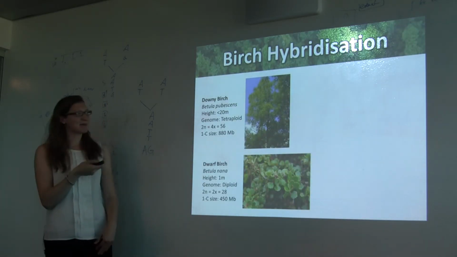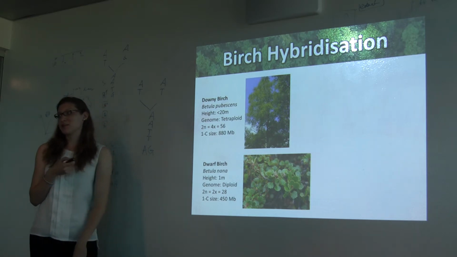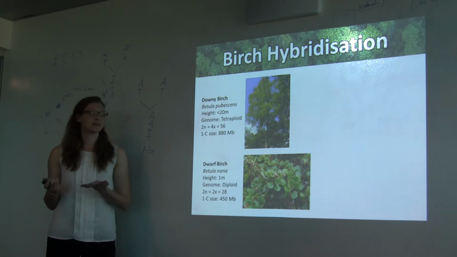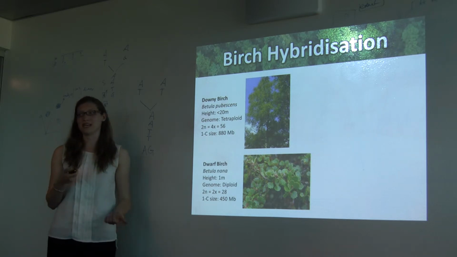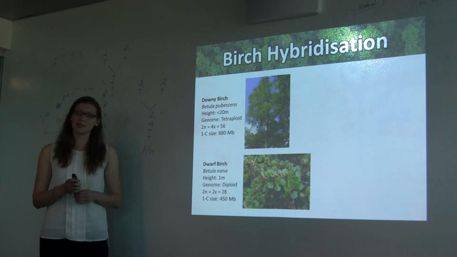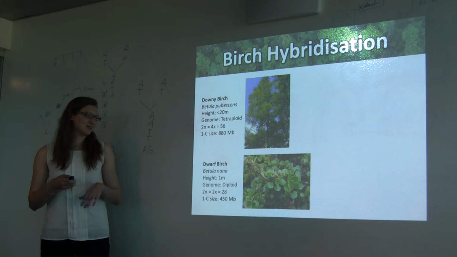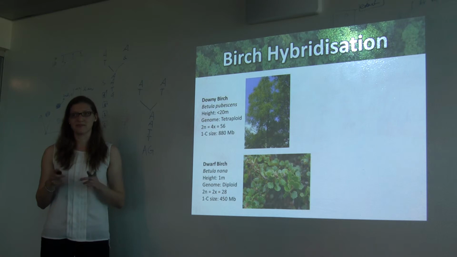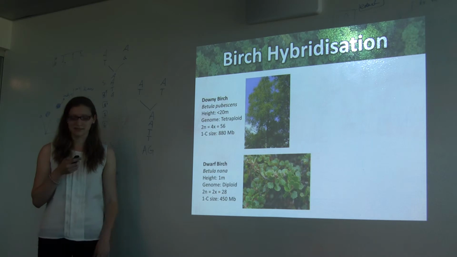So we're on to birch hybridization. So in the UK, there are these two species of birch trees. First one is downy birch, which is quite a big tree, 20 meters, but it's a tetraploid, so it has 4 sets of chromosomes, so it has 56 individual chromosomes, and the genome size is 880 megabases. And then we have this other birch species, the dwarf birch, Betula nana, which is a little shrub, only a meter high, found in Scotland and other places. And it's diploid, so it only has 2 sets of chromosomes, so it has 28.